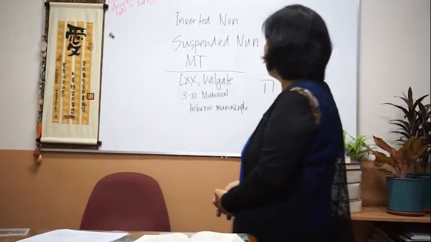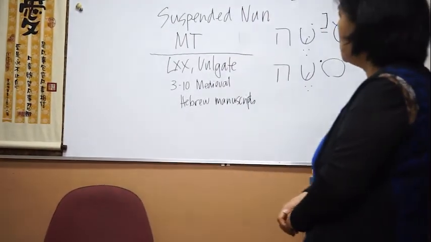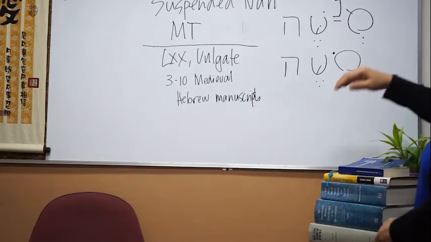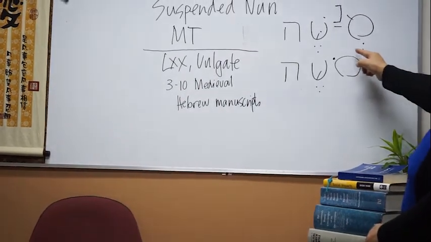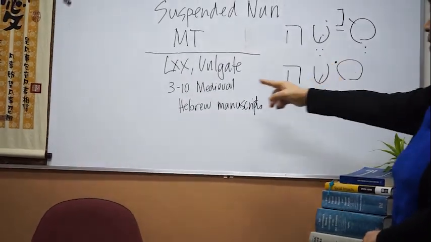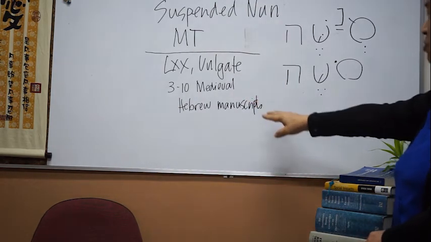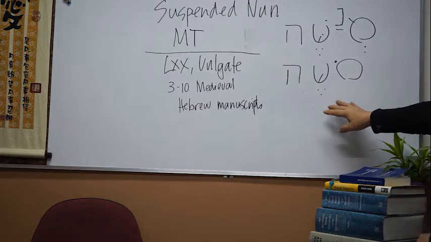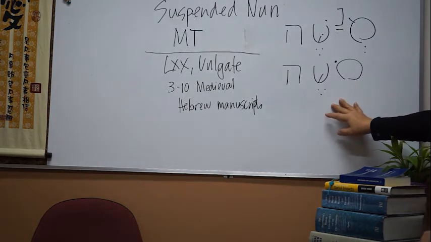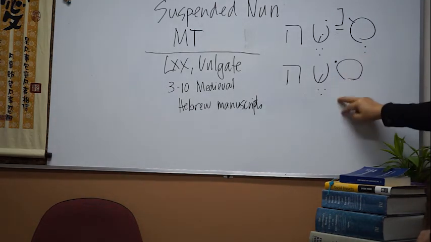And the other one is your suspended nun. An example would be in Judges 18:30. So your Masoretic text is saying we'll have to read it as Menashe. The Latin Vulgate, Septuagint, and three to ten medieval Hebrew manuscripts are saying it should actually be Moshe. So there's a difference between Menashe and Moshe.